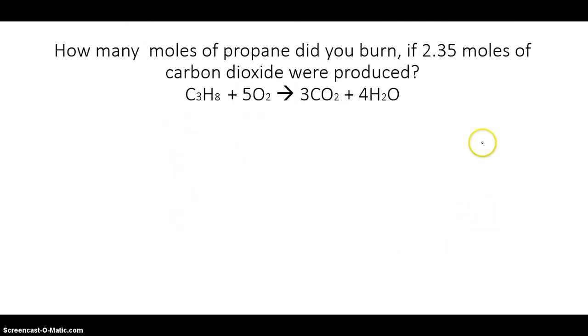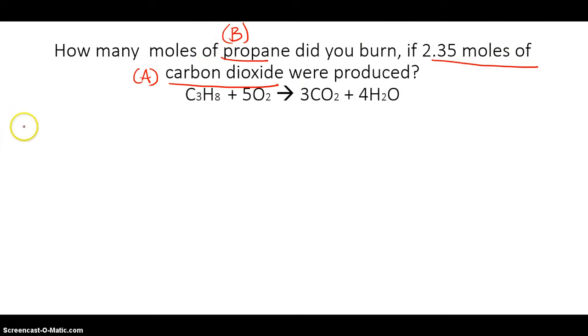So in this case, I now have how many moles of propane did you burn if 2.5 moles of carbon dioxide were produced. Remember, this here is my given. This is my A. Propane is my B. I notice that this is a mole-to-mole stoichiometry problem.